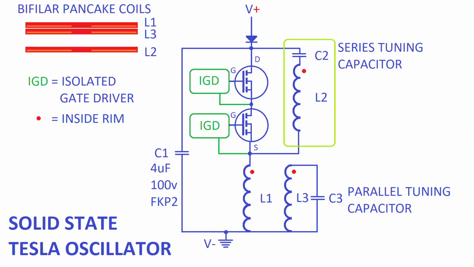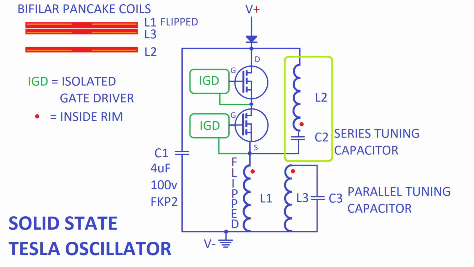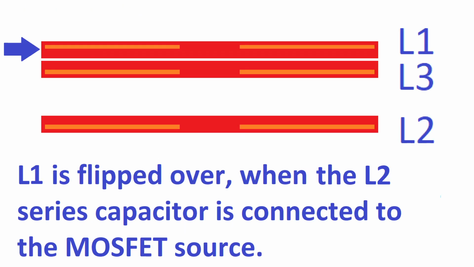When the capacitor is connected to the MOSFET drain, then all the three coils are wound in the same direction. But when the series capacitor is on the source side of the MOSFET, then we need to flip L1 over.